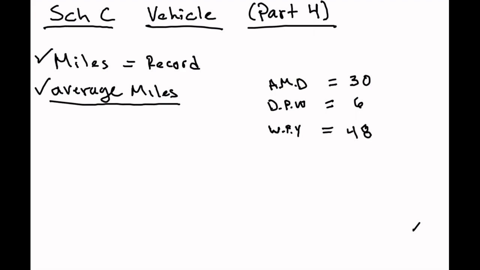Cool. So now you have some numbers. Now you can say 30 miles times 6 days times 48 weeks. It gives you 8,640 miles.